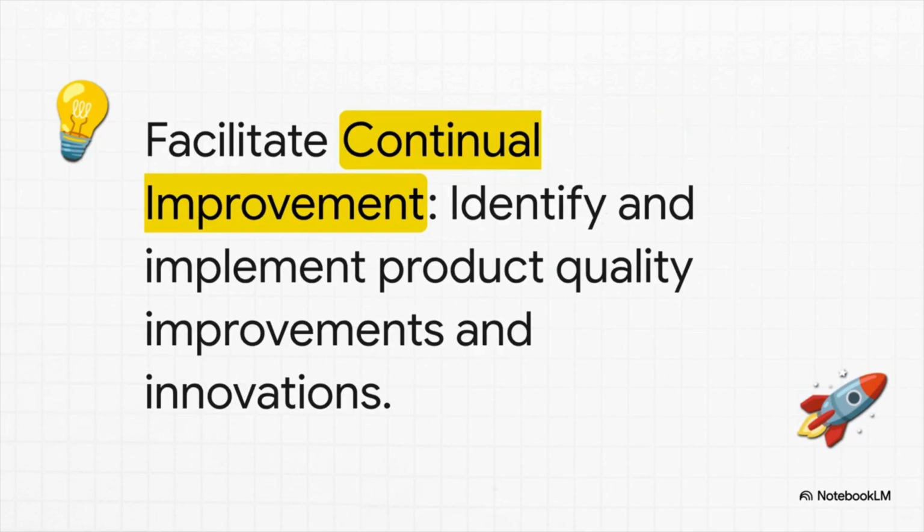And finally, the third goal is to facilitate continual improvement. Because here's the thing, a great quality system never just sits there. It's a living thing, always looking for ways to get better. It's designed to actively hunt down opportunities to improve the product, the process, and even the system itself.